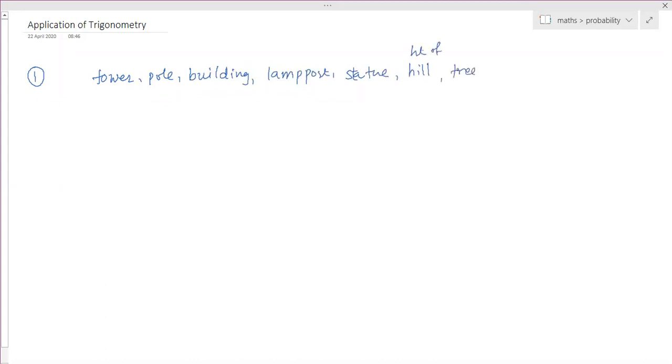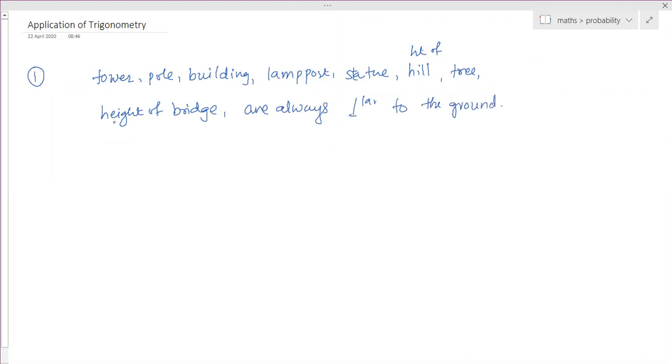a tree, the height of a bridge, a multi-story building, a tower. These are the things, whenever they are constructed, they are always perpendicular to the ground.